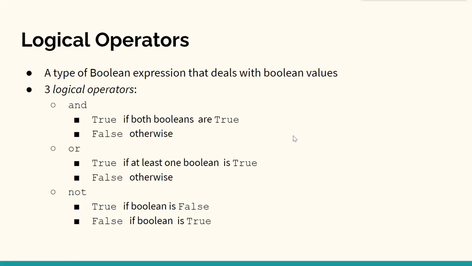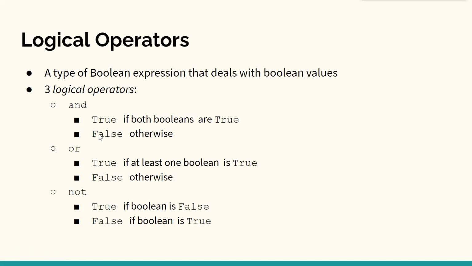So far, comparison can help us compute Booleans targeting specific conditions, but we can actually do more by using logic operators. A logic operator is a type of Boolean expression that deals with Boolean values. There are 3 types: and, or, not. And here you can see a brief summary of all possible outputs for these 3 operators. For and, if both Booleans are true, for example, we have true here and true here, this whole expression will produce output true.